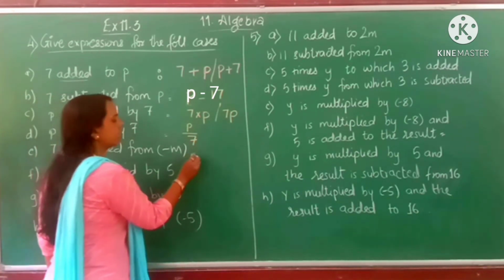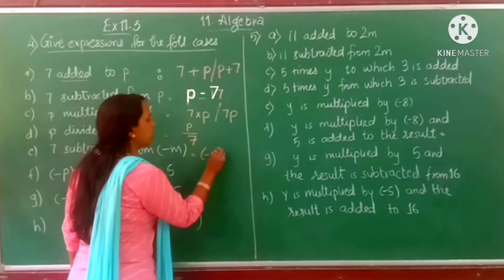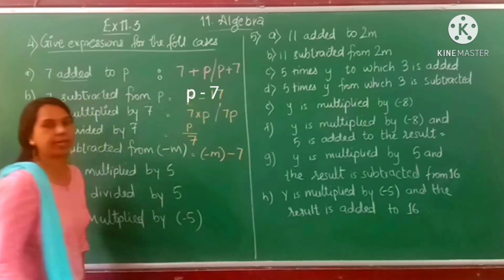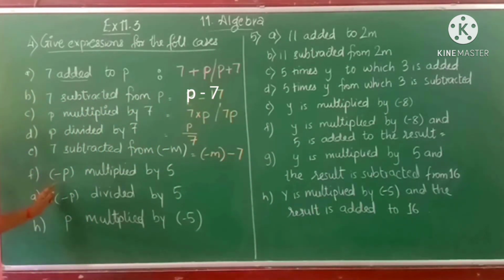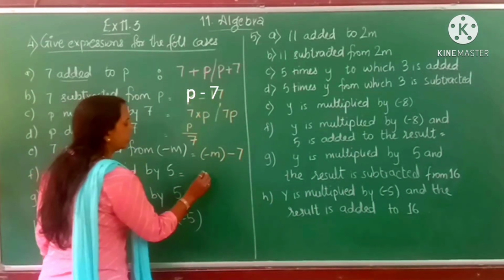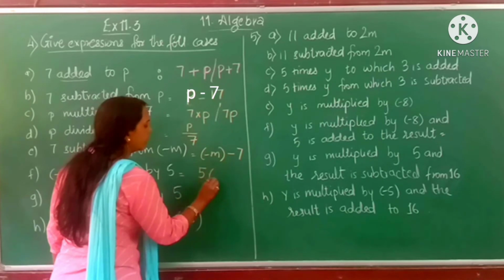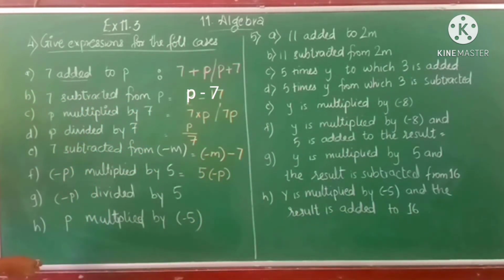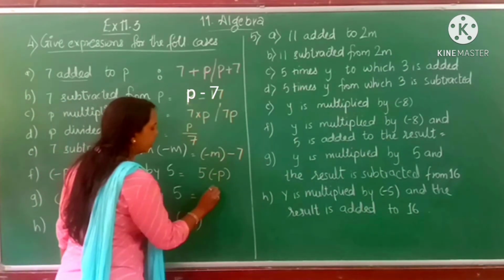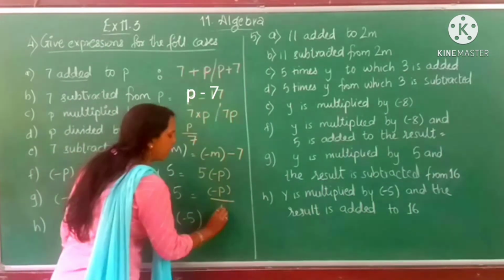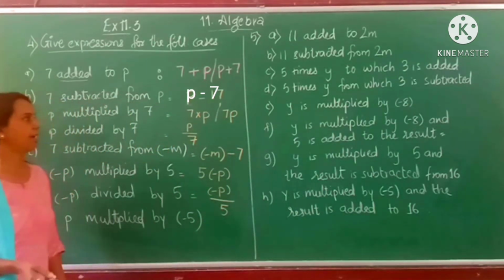So again minus m will come first and from minus m 7 is subtracted. Okay. Next is minus p multiplied by 5. So you will write here as 5 into minus p. Okay. Next minus p divided by 5. So you will write it as minus p in the numerator. And it is divided by 5.